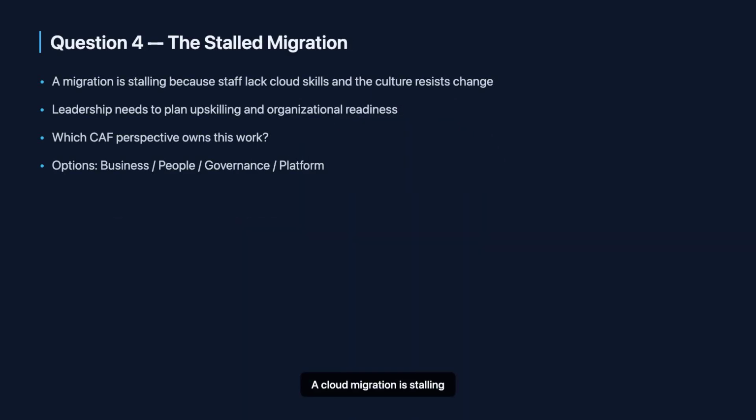Question 4. A cloud migration is stalling because the staff lack cloud skills and the organization's culture is resisting the change. Leadership now needs to plan upskilling and organizational readiness. Which cloud adoption framework perspective owns this work? Business, people, governance, or platform? The signals here are skills, culture, and workforce readiness.